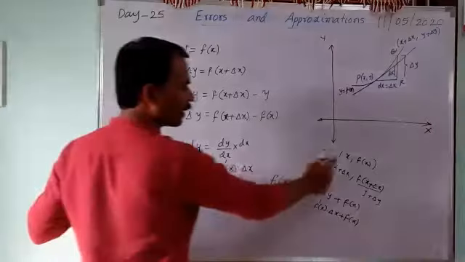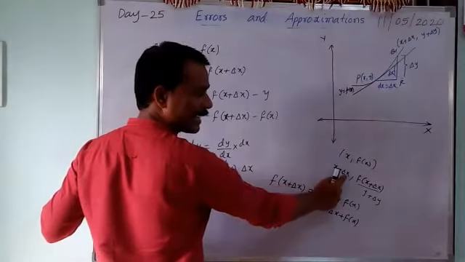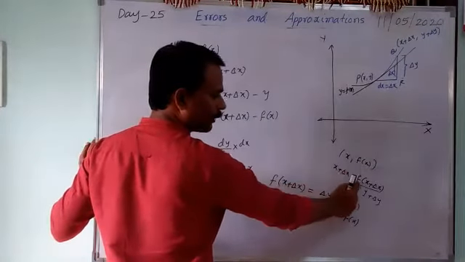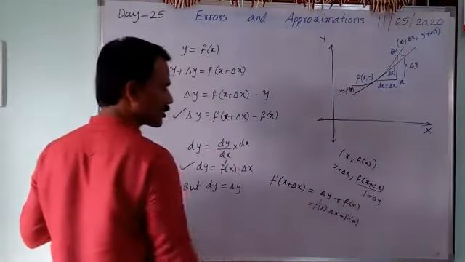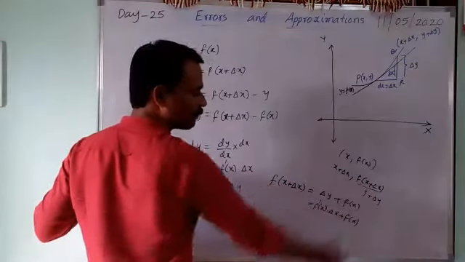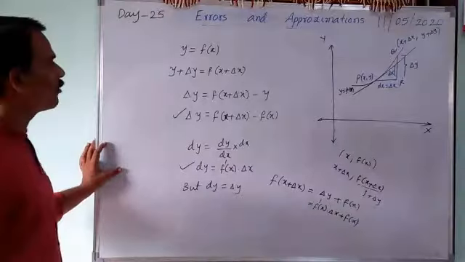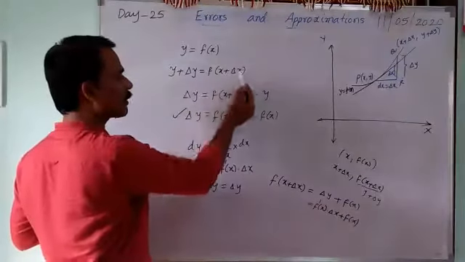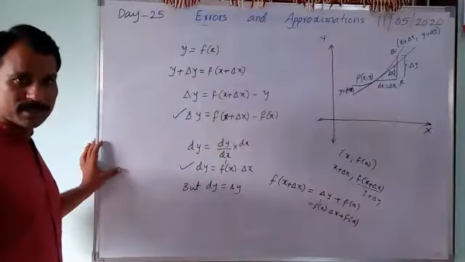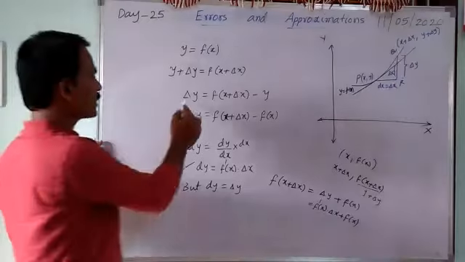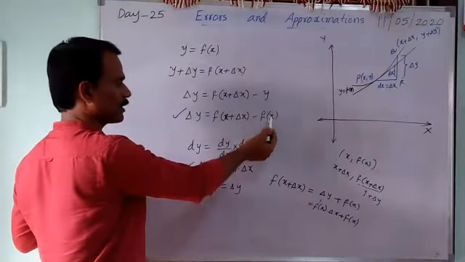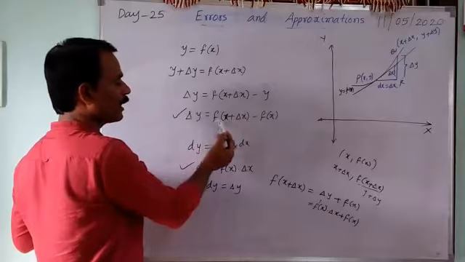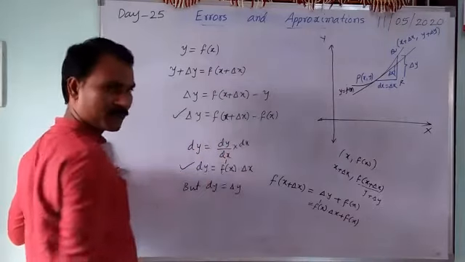In the same manner, in the x place I just added Δx. So what do we write? f(x + Δx). What will happen? That is nothing but y + Δy. So finally these two are equal: y + Δy = f(x + Δx). Transposing, Δy = f(x + Δx) minus y, and y is nothing but f(x). So Δy = f(x + Δx) − f(x).